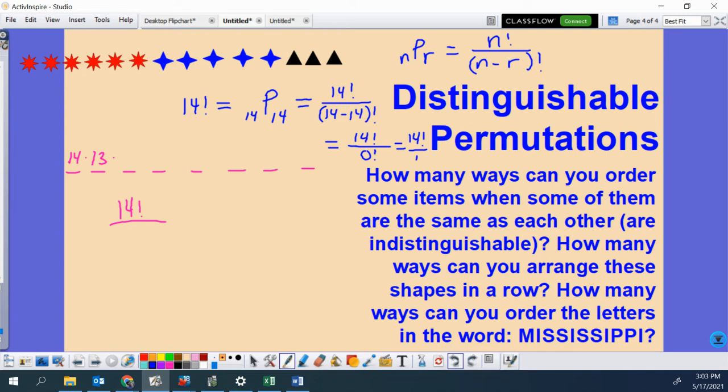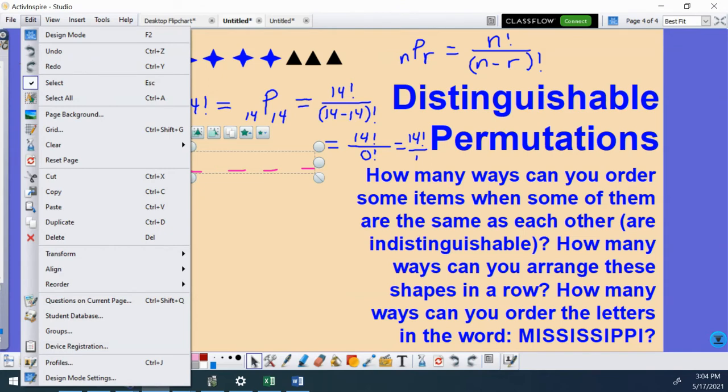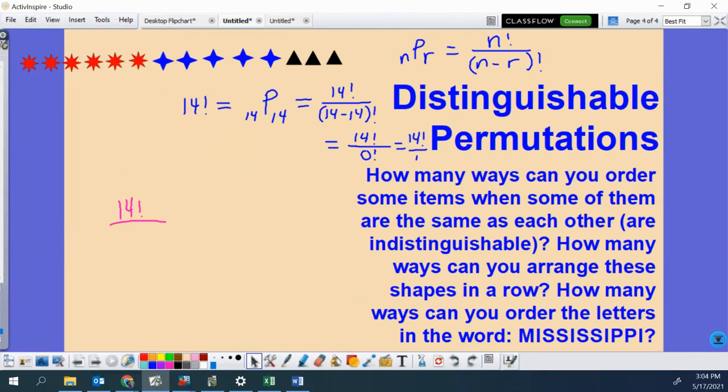That's important to know. Anyway, so 14P14 tells you how many ways you could order 14 different items. The problem is that in this case, we don't have 14 different items. In this case, we have 14 items, but 6 of them are one thing, and 5 of them are another thing, and 3 of them are another thing.